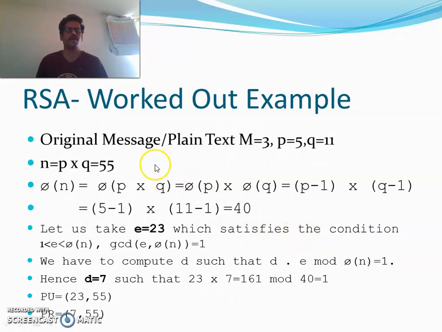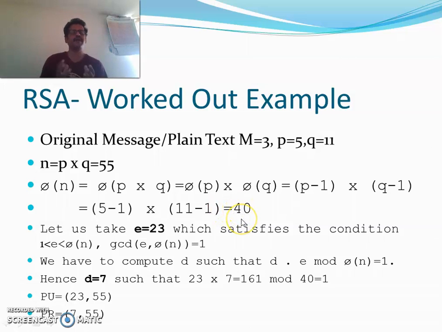Now we'll look into the worked out example. For better understanding, we'll take smaller prime values. Our original message plain text M is 3. Prime numbers are P equal to 5, Q equal to 11. Then we compute N equal to P into Q, which is 55. Then we compute the Euler totient function phi of N, which is phi of P into phi of Q, which is P minus 1 into Q minus 1, which is 5 minus 1 into 11 minus 1 equal to 40.